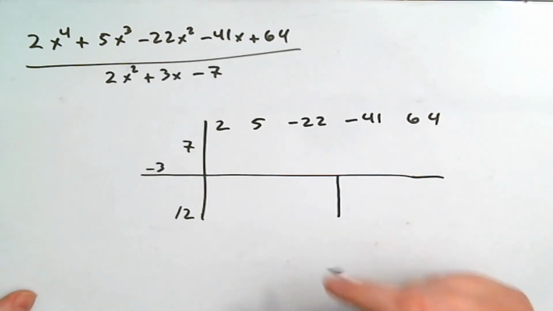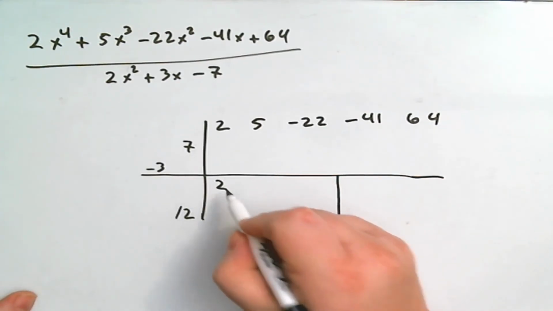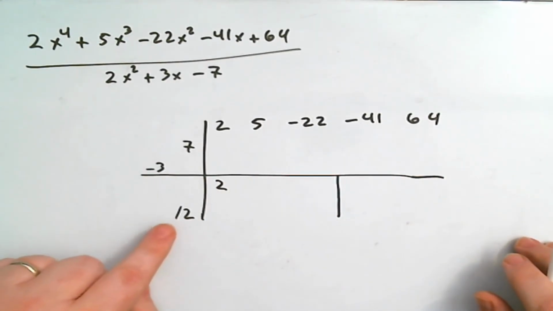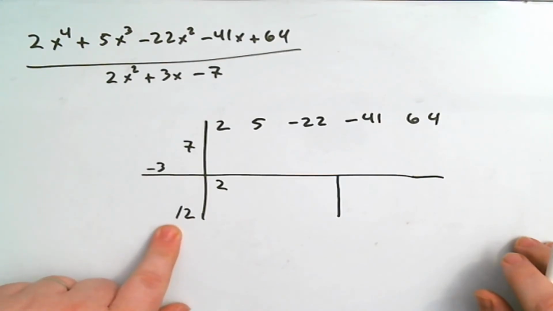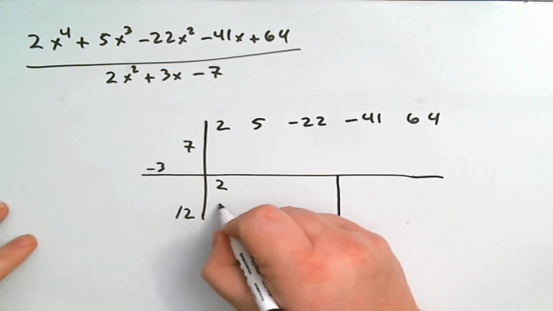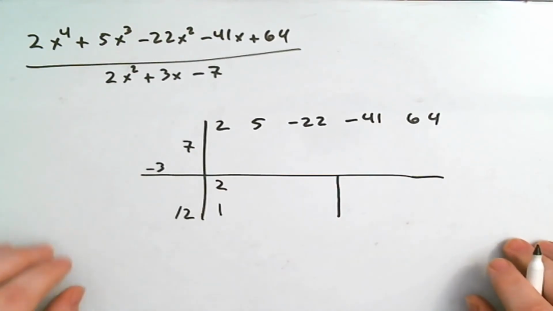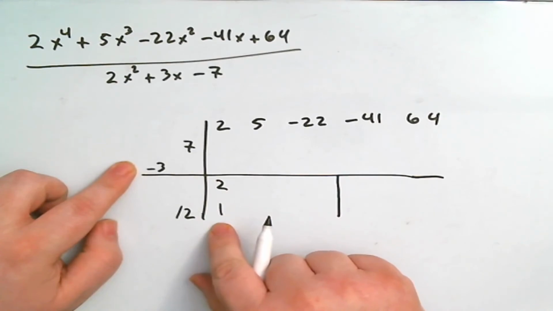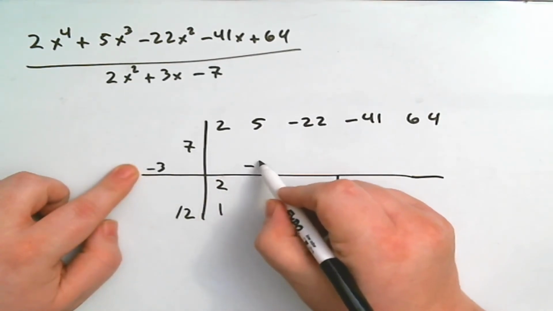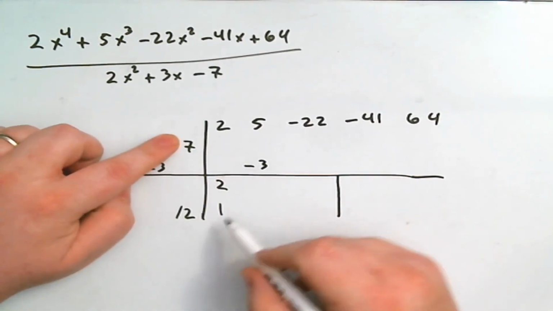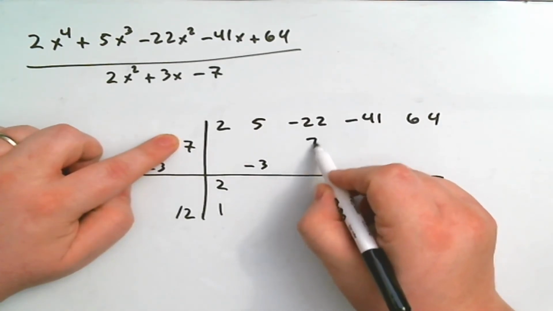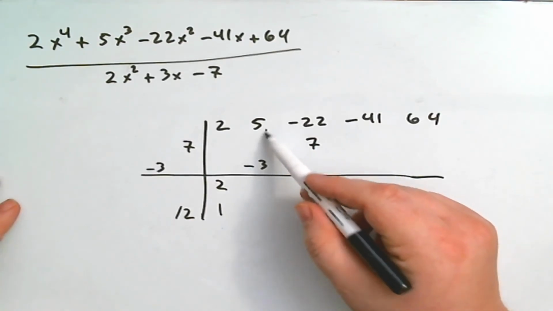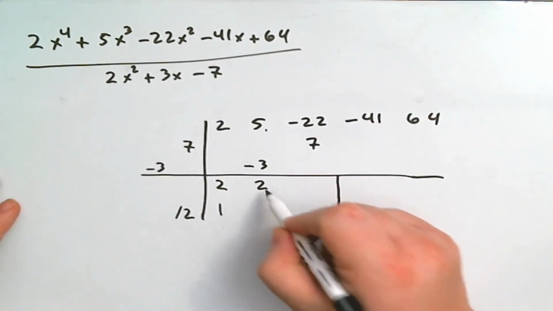And now we proceed. Take the 2, bring it down, and as we do with all divisors where they're non-monic, we first divide by this here. So 2 divided by 2 gives me 1, and then I proceed to multiply. Negative 3 times 1, I multiply by this last one. Negative 3 times 1 is negative 3, and then 7 times 1 up and over gives me 7. I now add that resulting column. 5 minus 3 gives me 2.